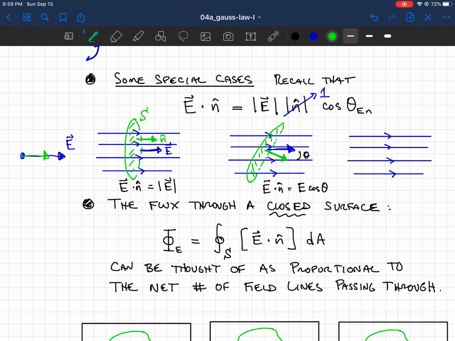And finally, the most extreme case is if I put the surface so that it's sort of parallel to the field lines. Then the field is not going through the surface, it's not penetrating the surface at all. The normal vector will look like this at any point. The electric field vector at that same point will look like this, and you see that the angle between them, theta En, is equal to 90, or pi over 2. So that means that E dot n is equal to 0. So the flux in this last case will be equal to 0 if the field lines don't pass through the surface.